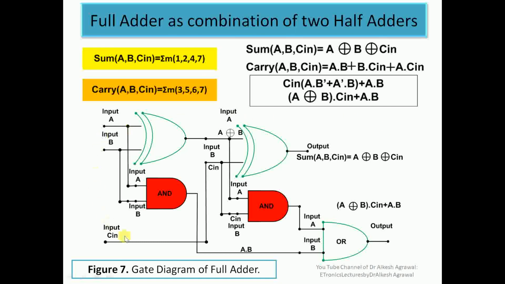And like this, a full adder is a combination of two half adders, with sum as A exclusive or B exclusive or C in, and carry as A exclusive or B and C in, or AB. So we have shown that a full adder is a combination of two half adders.